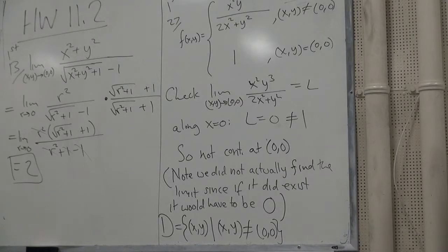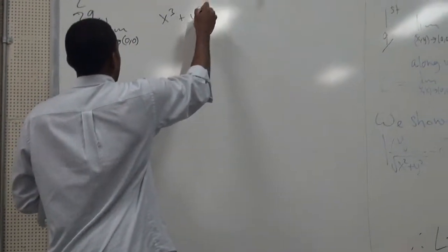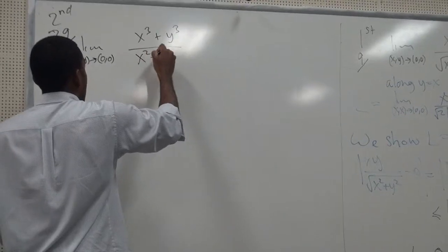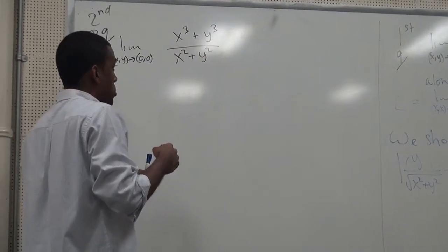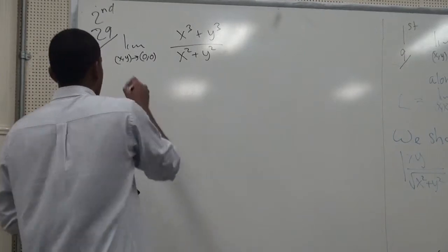Okay, the question says that the limit as x, y goes to 0, 0 of x cubed plus y cubed over x squared plus y squared. And it says use polar coordinates to find the limit.